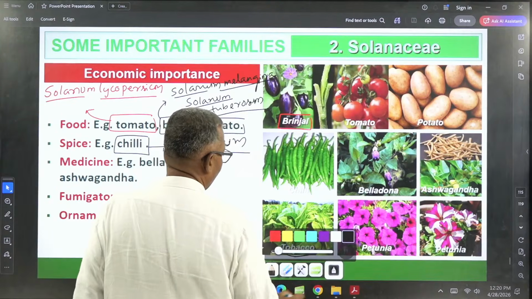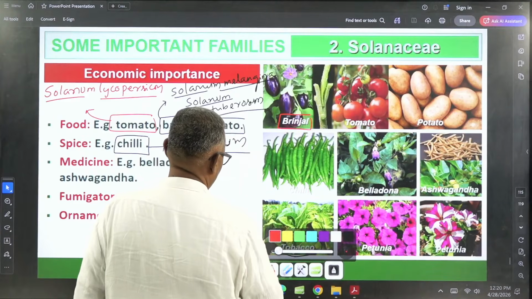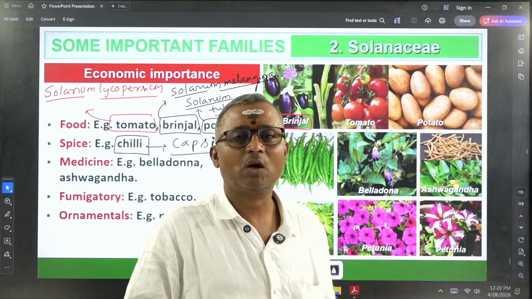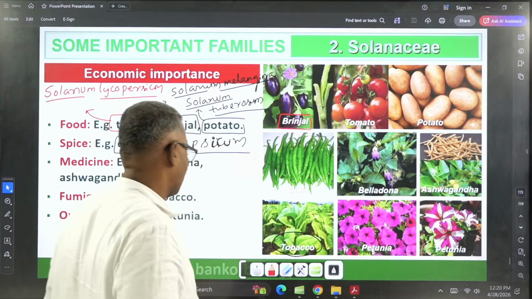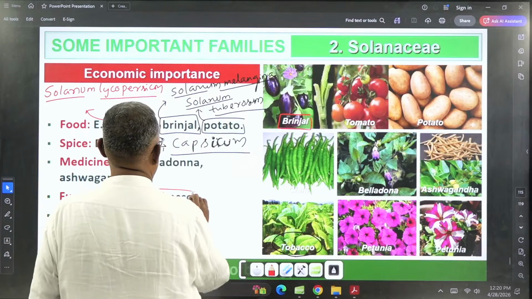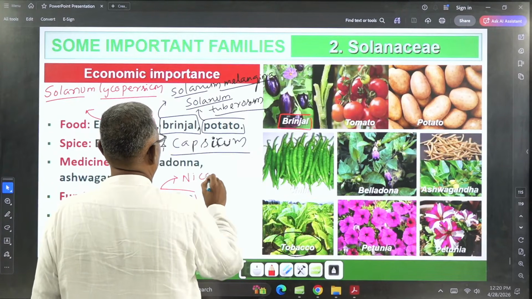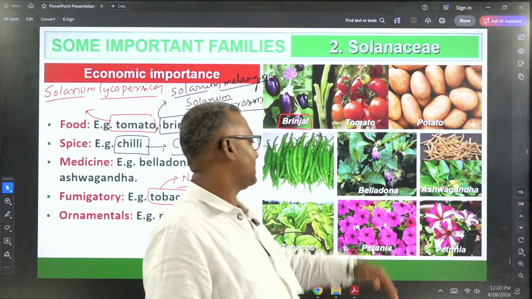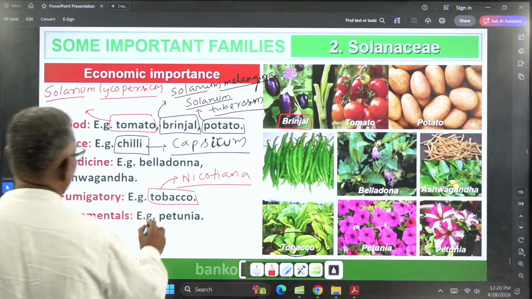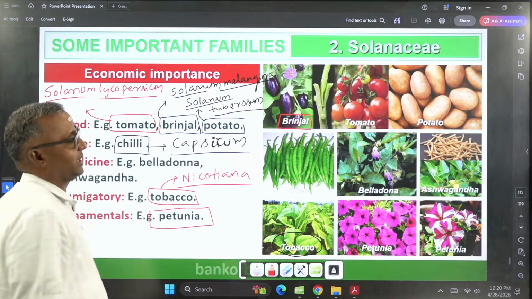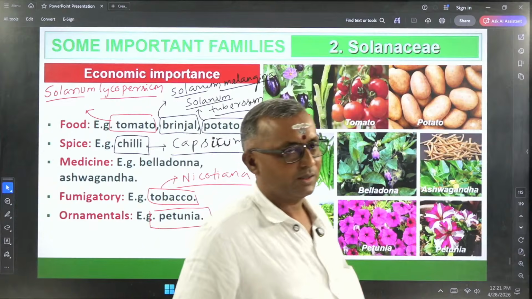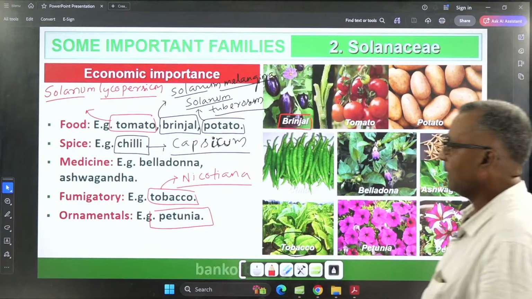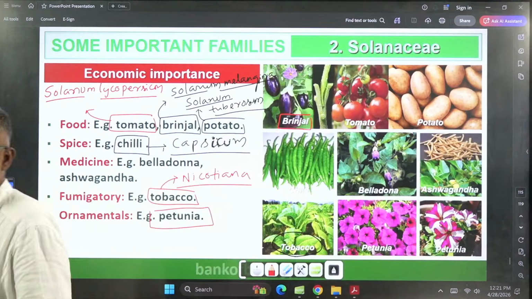I think you are all well known about tobacco. Tobacco is the best example for fumigatory. So for tobacco, its botanical name is Nicotiana tabacum. Nicotiana. Just remember Nicotiana. And petunia is the best example for an ornamental plant. Petunia itself is a scientific name. Petunia alba is the scientific name, and it is commonly also called petunia only. So there is no general name, we just call it petunia.